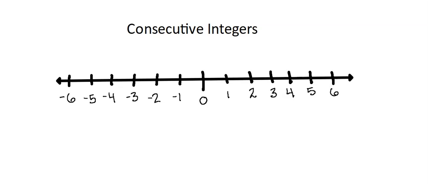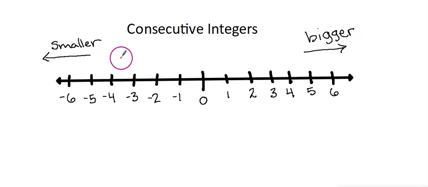The best way to develop an understanding of our setup for consecutive integers is to take a look at the number line. So let's do that. Here we have a number line. This way is smaller. And if we go this way on the number line, we're going toward bigger and bigger numbers. We read a number line all the time from left to right. So when we're looking at consecutive numbers, consecutive just means right in a row, one after another.